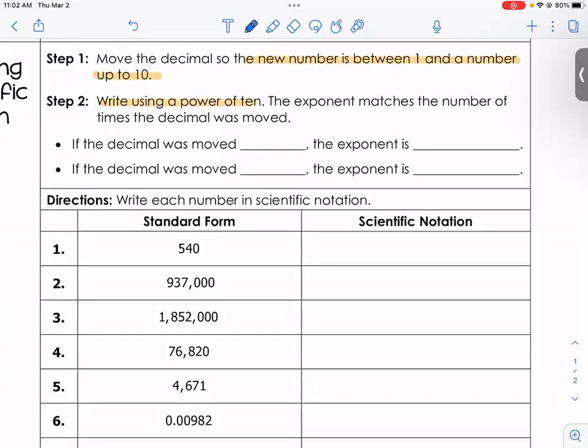So we are either going to move our decimal place to the left, or we are going to move it to the right. If we move it to the left, that means we have a big number, and so our exponent is going to be positive. If we move our decimal place to the right, that means we have a really tiny number and our exponent is going to be negative.